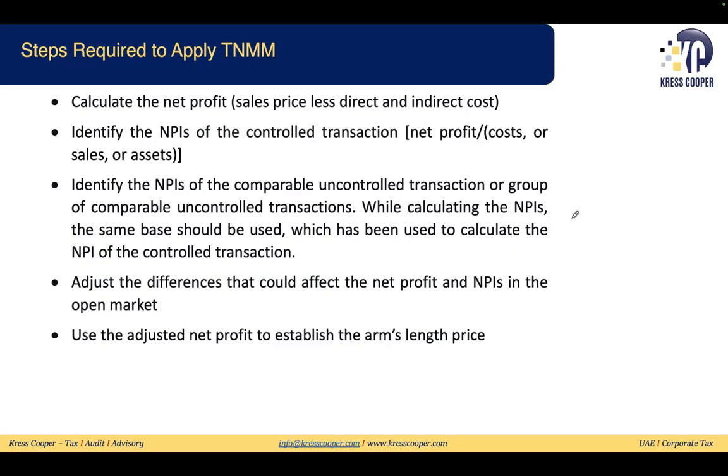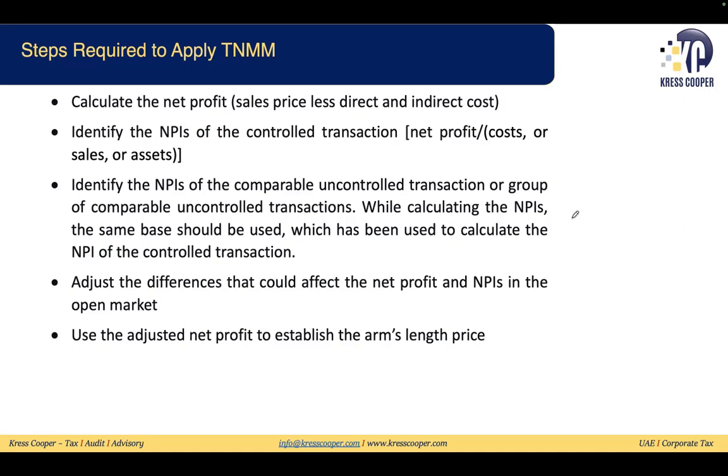If the price is different, then you need to make an adjustment. So this is a simple technique for how to proceed further and how to apply this method while assessing the arm's length price in the transfer pricing method by applying the transactional net margin method.